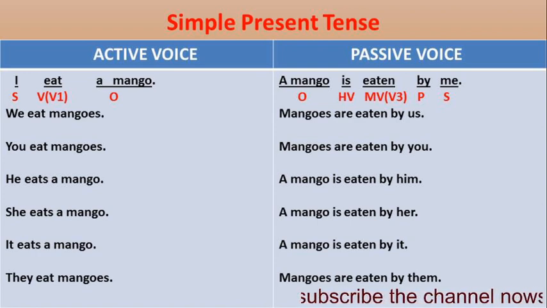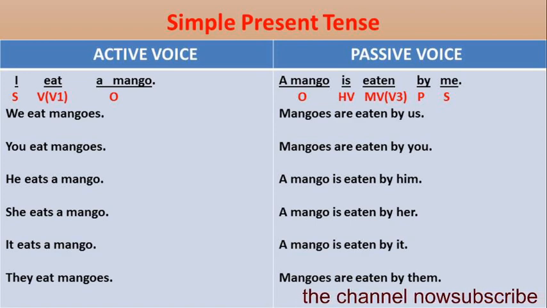Suppose the given sentence is in simple present tense, then how should it be converted into passive voice? Look at the example. I eat a mango. Here, I is the subject, eat is the verb form, that is in present form, and a mango is the object. If you convert this sentence into passive voice, it becomes: A mango is eaten by me.